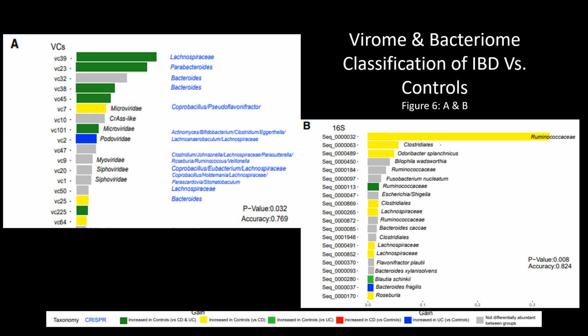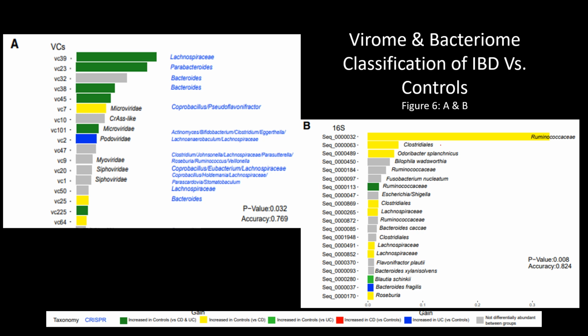So 4 of the top 5 contributors based on gain are VC39, VC23, VC38, and VC45, which are the top 4 green ones. And these were increased in controls versus the IBD states. And these were the most significant clusters and their bacterial hosts that are associated with a healthy microbiome.